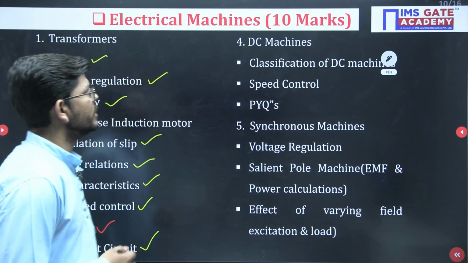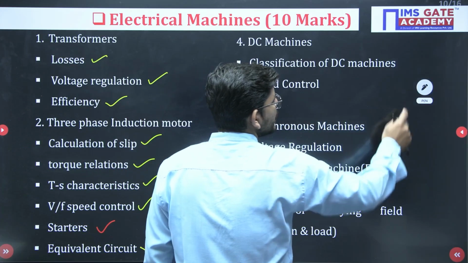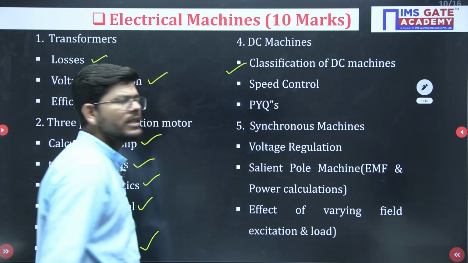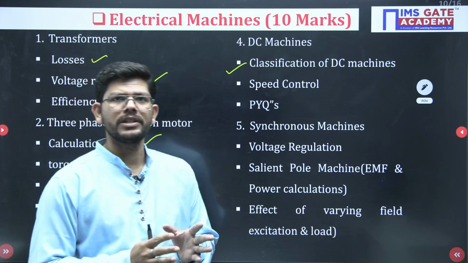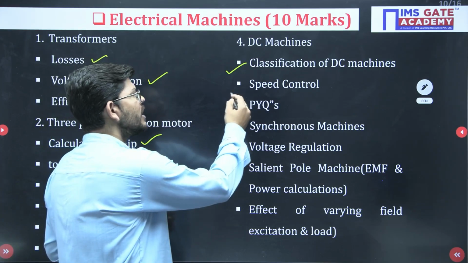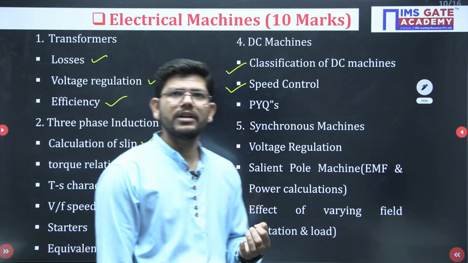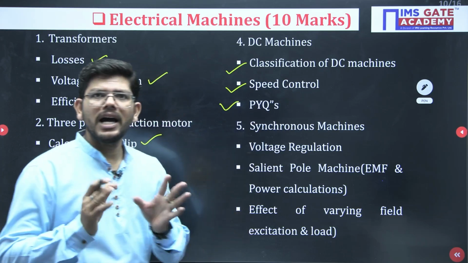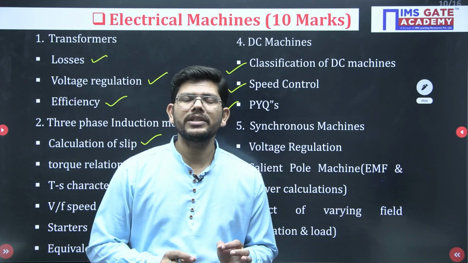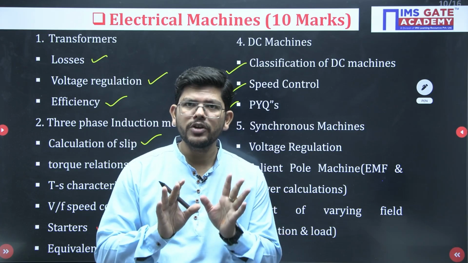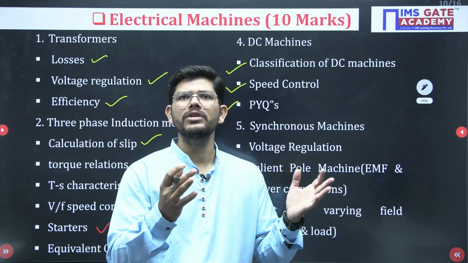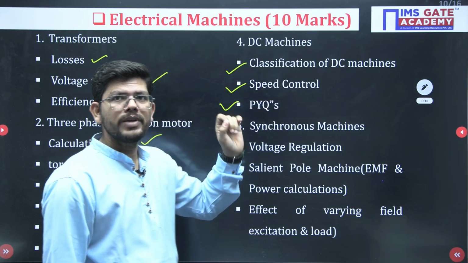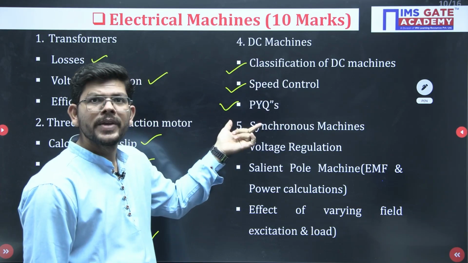Then comes the DC machines. So in DC machine, there is a lot of theoretical part, but you can ignore that. Prepare the classification of machines, different types of DC machines, series, shunt, compound machines and their uses. Then the speed control of DC machine, field control, resistance armature control, okay? And then you can practice the last 15-year PYQs from DC machine, and this is all about it. Just ignore the theory portion. Focus on only these three topics, okay? Classification of DC machine, speed control of DC machine and PYQs.